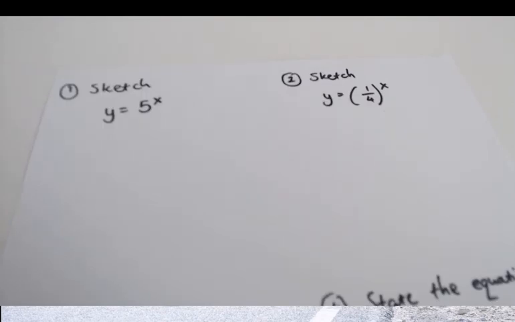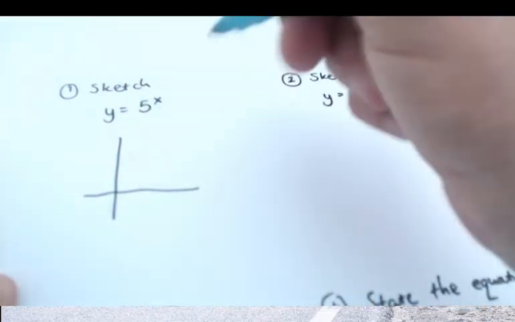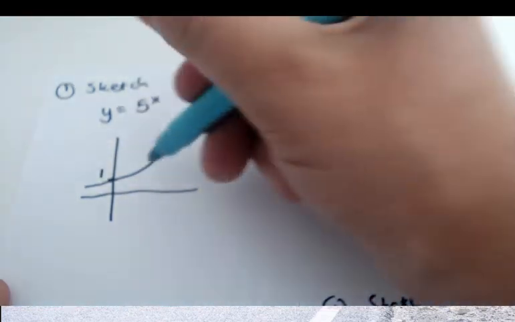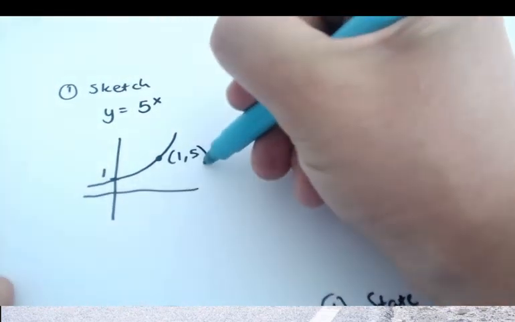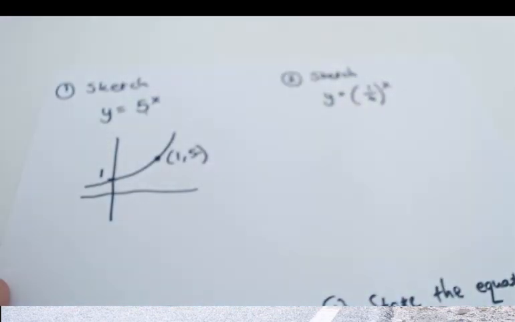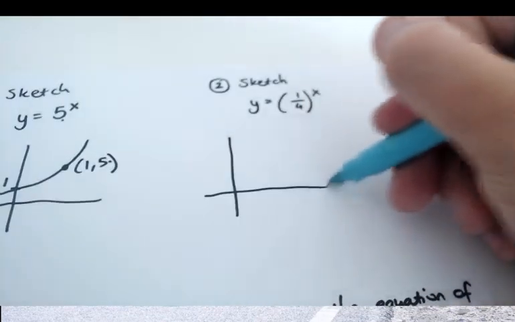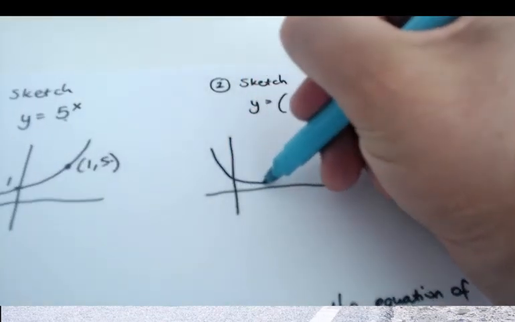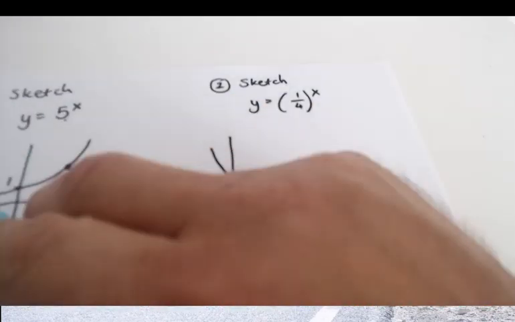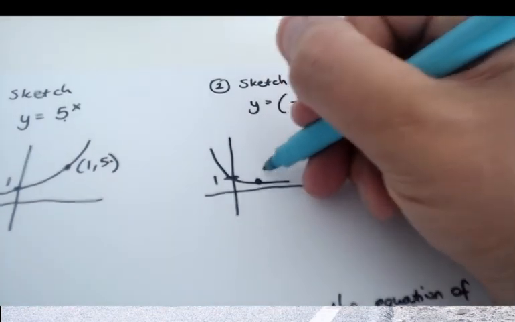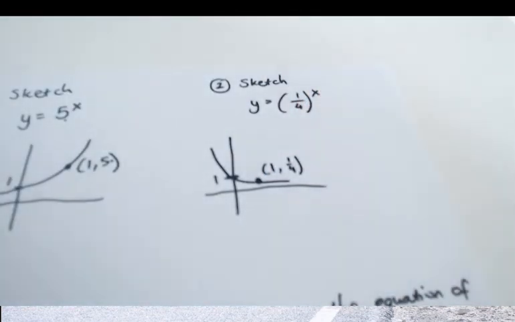Right, number 1. You're going to sketch y equals 5 to the power of x. So you're going to draw a little diagram. It's an increasing function. So it's going to cross at 1 and it's going to have the point (1, 5) because that is the a value. Second one, the a is less than 1, so it's a decreasing function. Remember, don't cross the x-axis when you're doing this. Crosses at 1 and it would have the coordinate point (1, 1/4). Easy peasy lemon squeezy.